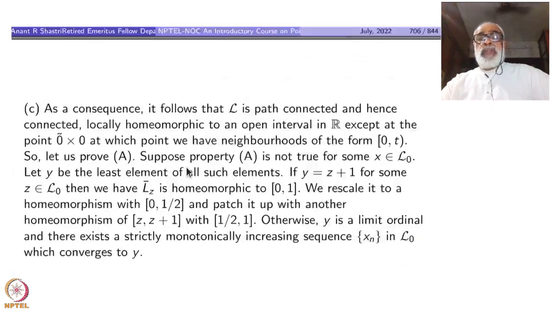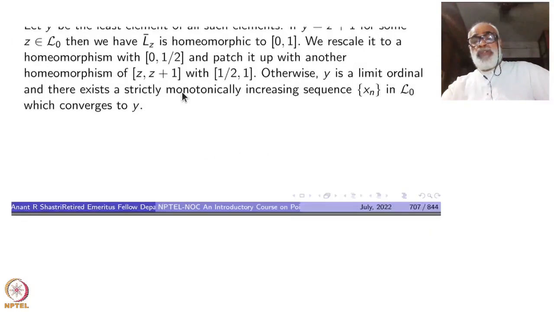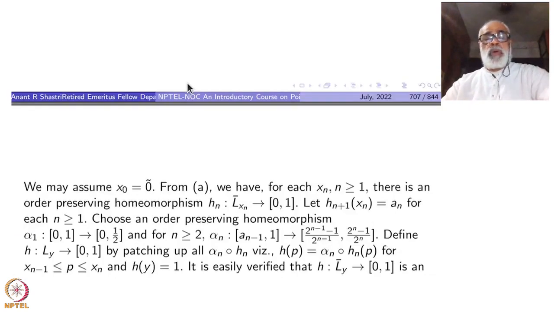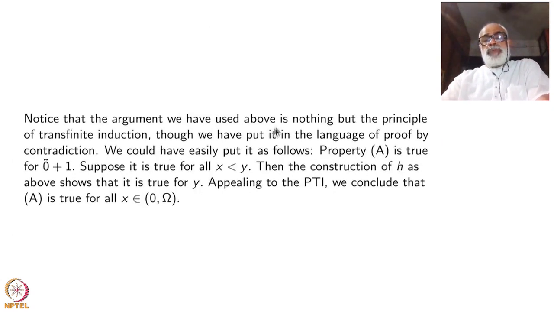I recall I took two different cases, namely Y is a limit ordinal and Y is not a limit ordinal. So there are two cases, and we have proved part A. From this one, the rest of the topological aspects will follow. Notice that the argument we have used above is nothing but the principle of transfinite induction, though we have put it in the language of proof by contradiction. We could have easily put it as follows.